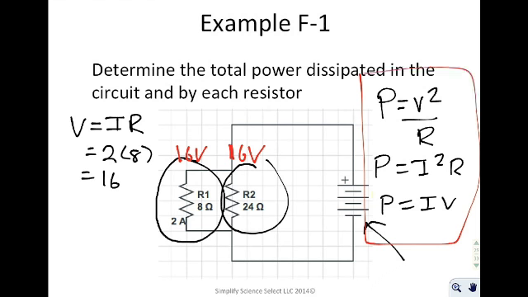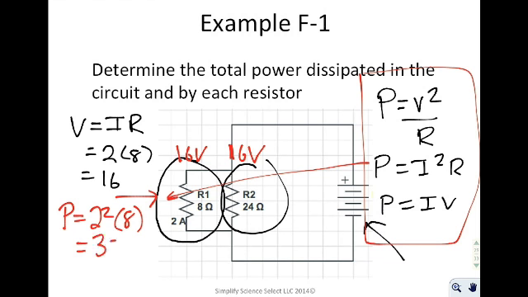But just to show you that we can do it this way, I'm going to go ahead and solve for the power in the first branch just by doing I squared R. So I would say 2 squared times 8. That's this formula right here. Whenever you do that, you get 4 times 8, and you would get 32 watts. So you would say that there are 32 watts used in this particular branch.